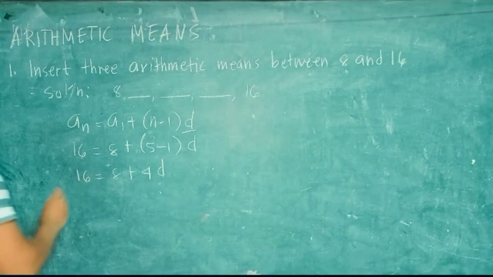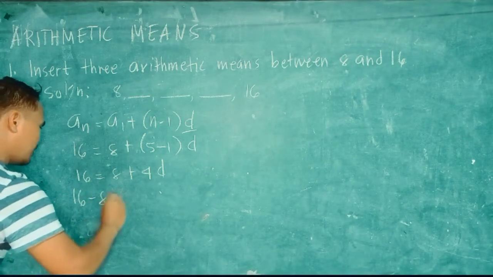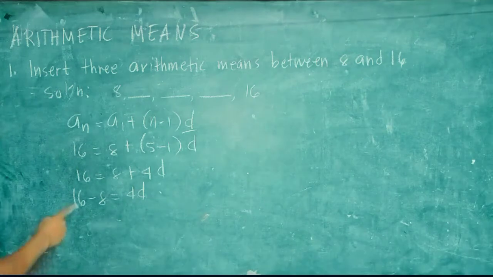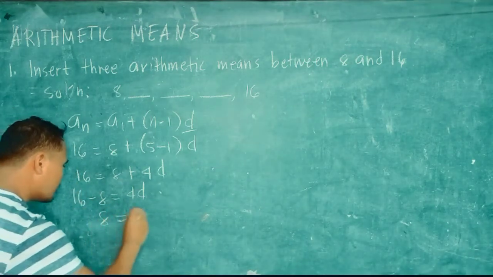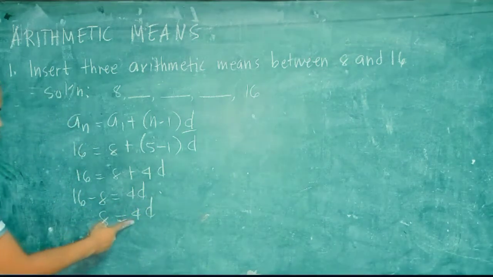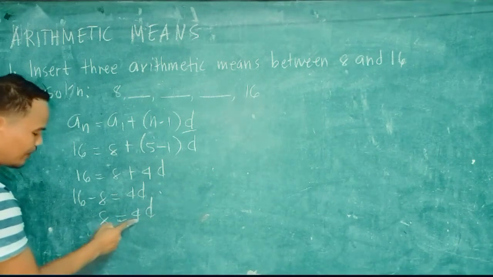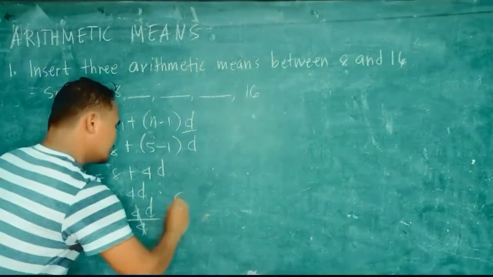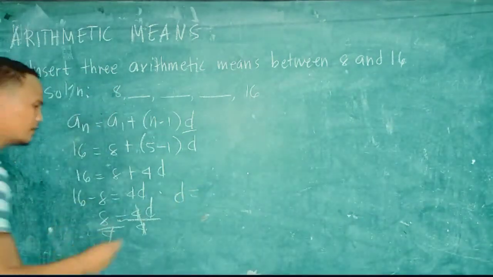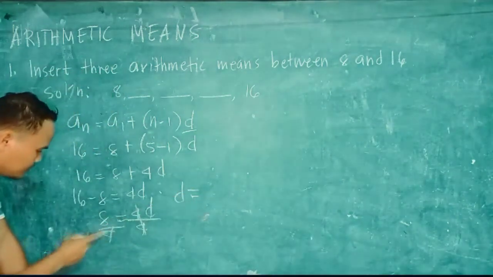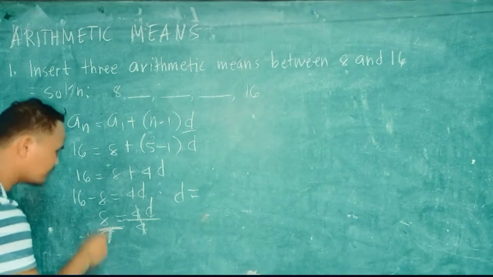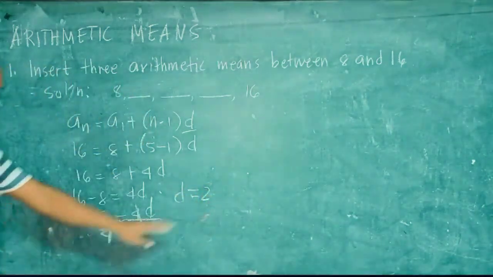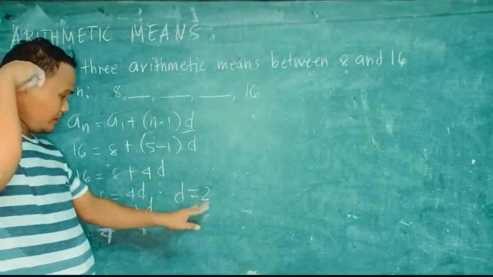Transpose 8: 16 minus 8 equals 4d. 16 minus 8 is 8, equals 4d. Solving for d, we divide both sides by 4. So d equals 8 divided by 4. 8 divided by 4 is 2. Therefore, the common difference is 2.